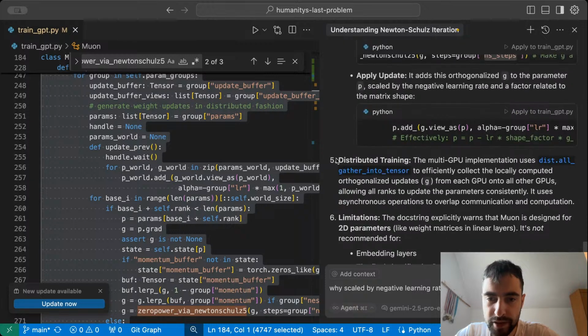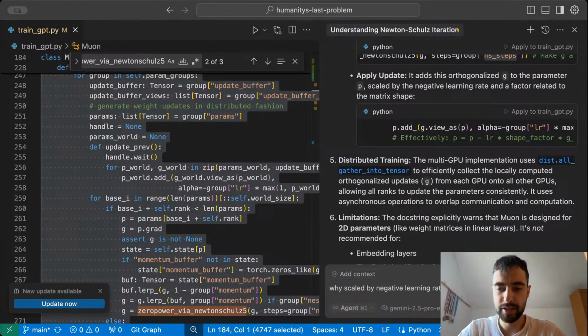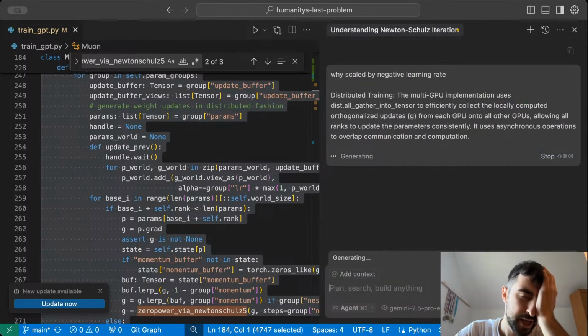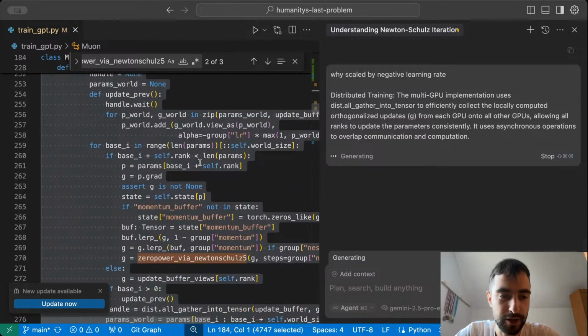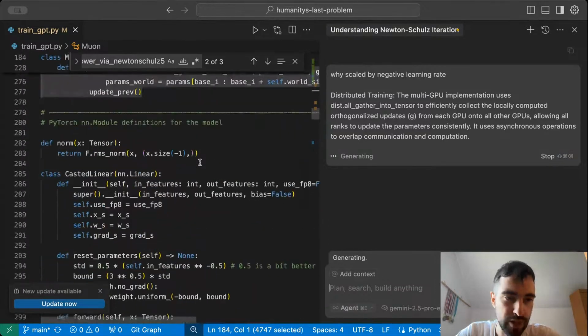Okay, I want it to explain this number 5 more, and once it explains these two questions, I think we're done with Muon. Even though I'm not able to re-implement it, having looked at it for 2 hours today, it's enough for Muon. Maybe we can go into something below that's going to be easier.